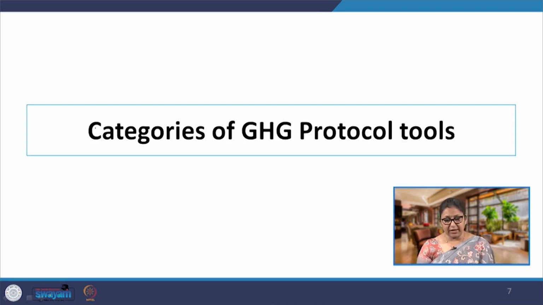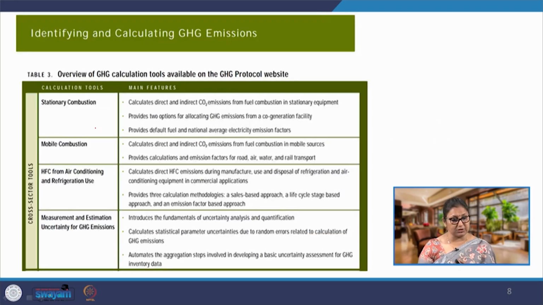Now, going ahead with the categories of GHG protocol tools for calculation. This is from the types of emissions that we have seen, so the category of tools also responds to these emissions. So, stationary combustion.